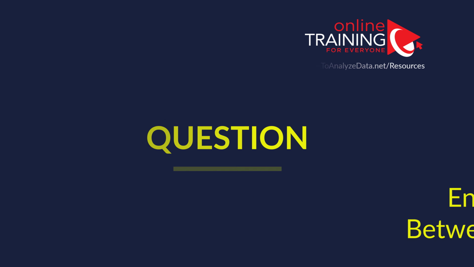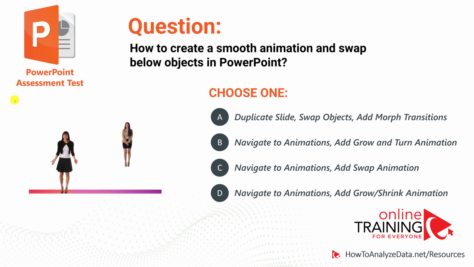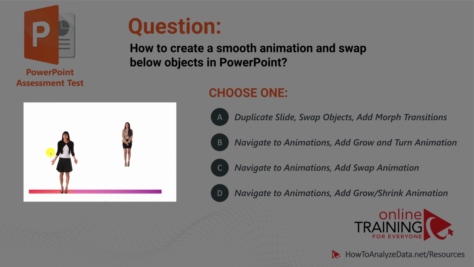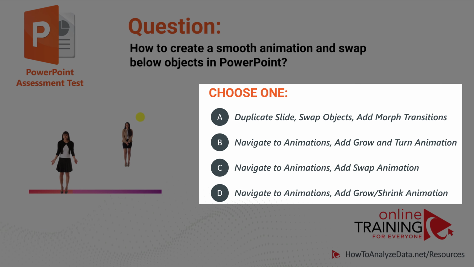And now let's look at the question we frequently see as part of PowerPoint assessment test. How to create a smooth animation and swap below objects in PowerPoint. And you have a snippet from PowerPoint which shows two ladies. One lady is a little bit bigger size and another lady is a little bit smaller size. And you have four choices.